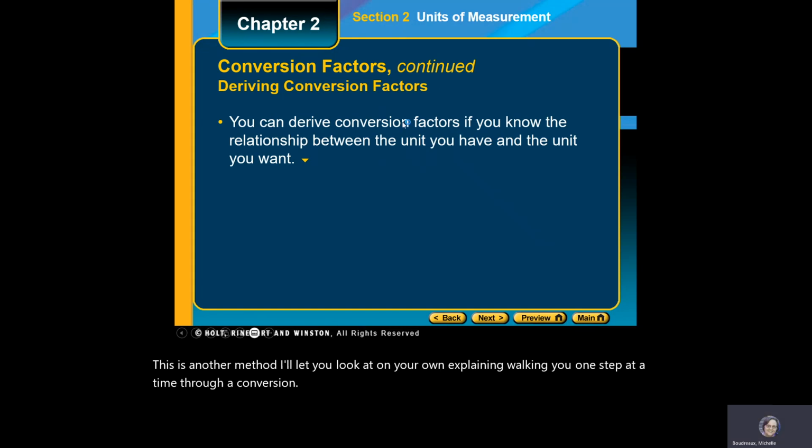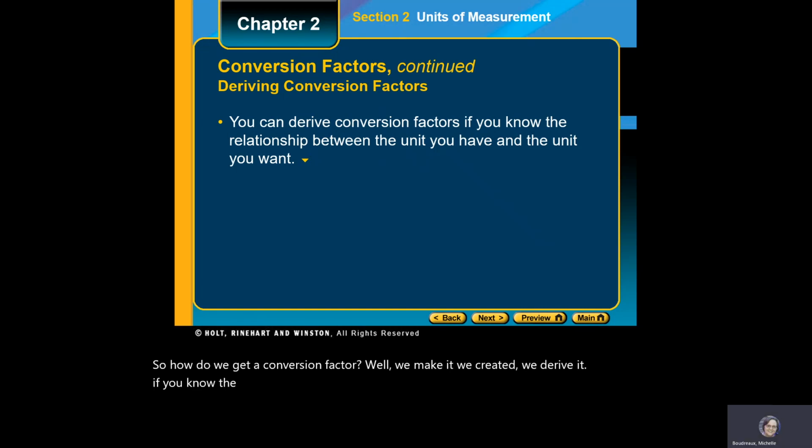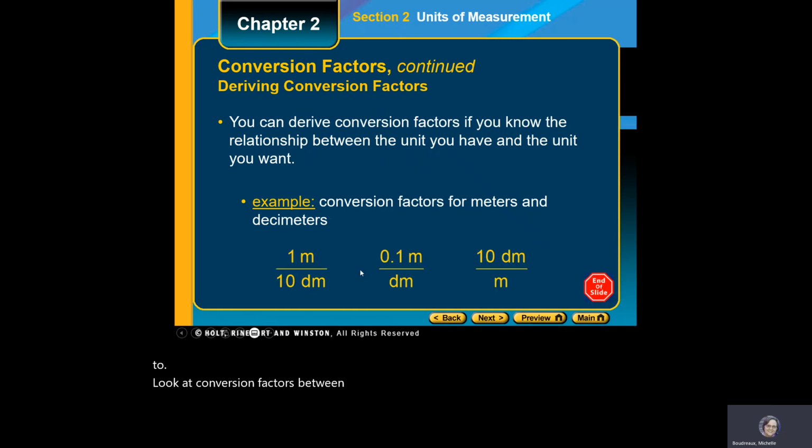So, how do we get a conversion factor? Well, we make it, we create it, we derive it, if you know the relationship between the unit you have and the unit that you want. So, for example, let's say we were trying to look at conversion factors between meters and decimeters. Deci means 1/10. So 1/10 of a meter is 1 decimeter, but also a meter is 10 decimeters. That gives three different fractions, and in fact, if you flip this one over, you would get a fourth ratio.